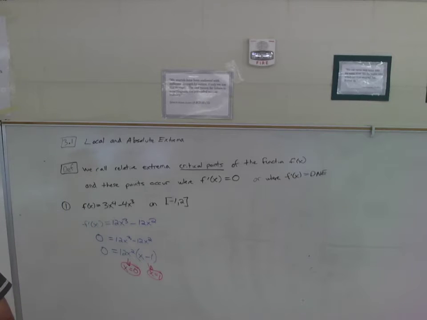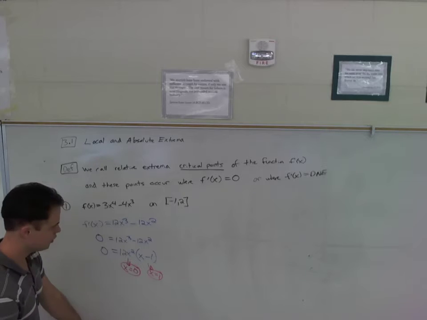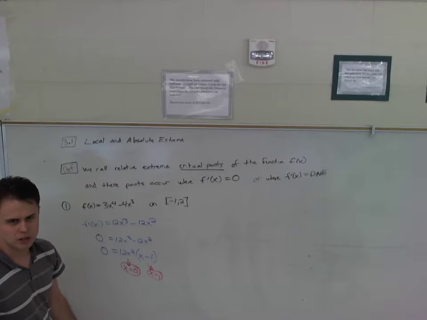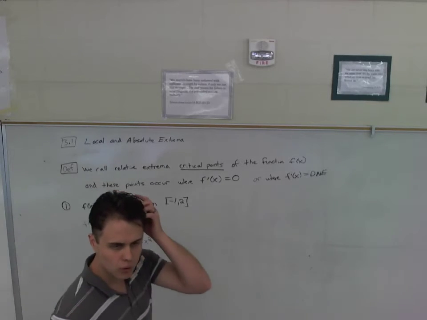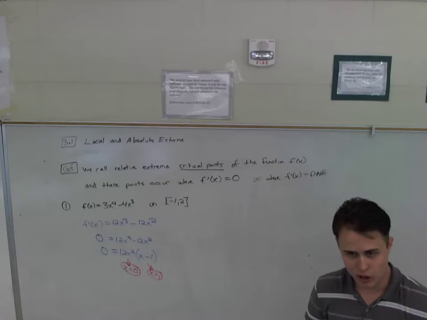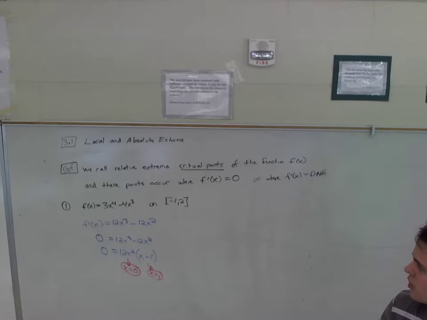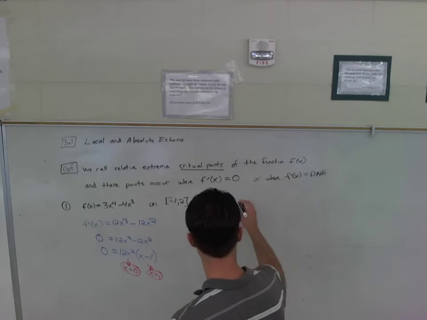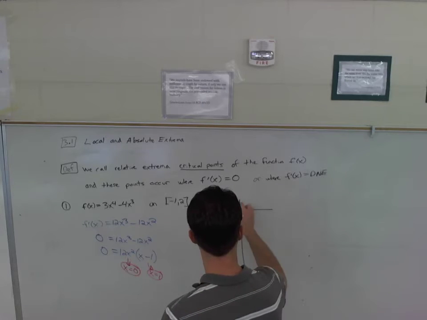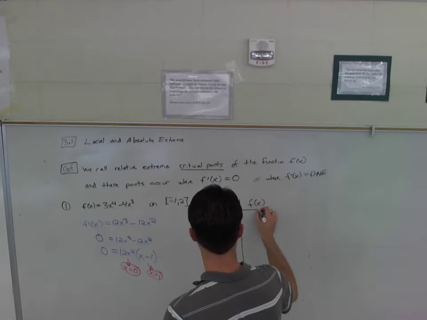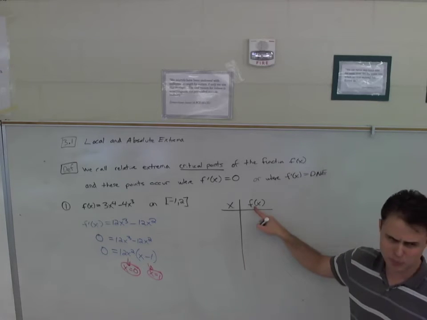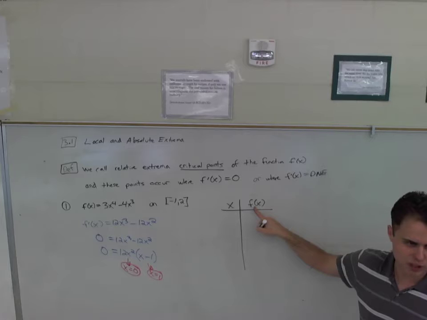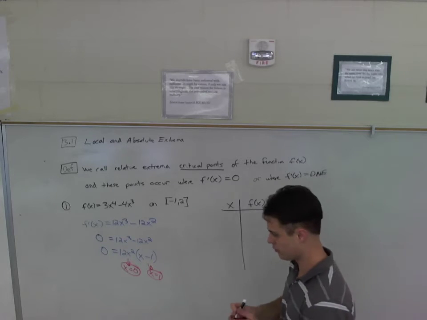Sweet. Do we need to check if it's undefined? Look at f prime. Is that undefined anywhere? No, it's a polynomial. We're done. So the only question is, are these maxes or mins? We know they're critical points right now, but we don't know what they are. To decide what the absolute maxes or mins are, we better check. Let's just make a little table and check these x values. Am I putting them in f prime? Nope. I want to see how big they are in the original function.